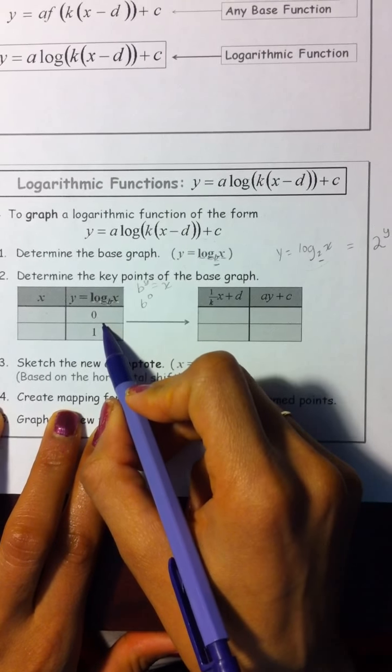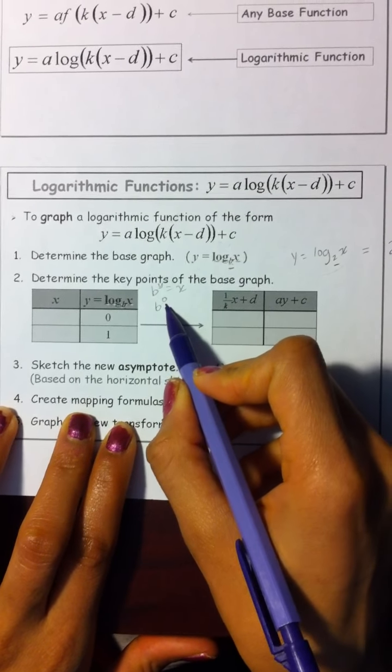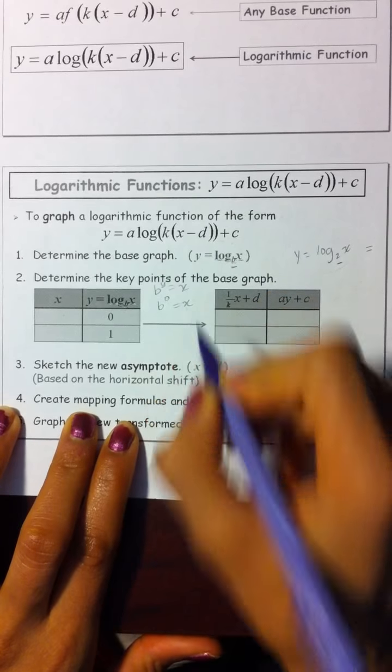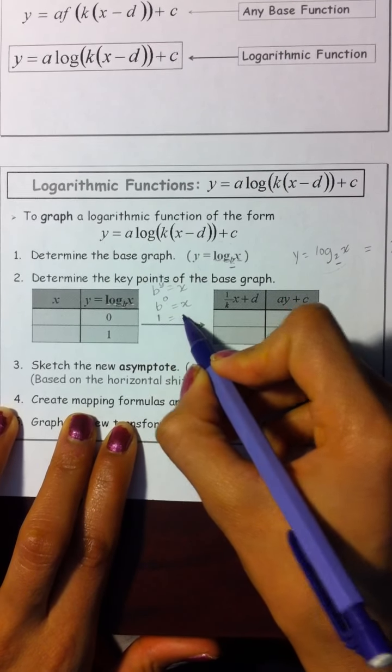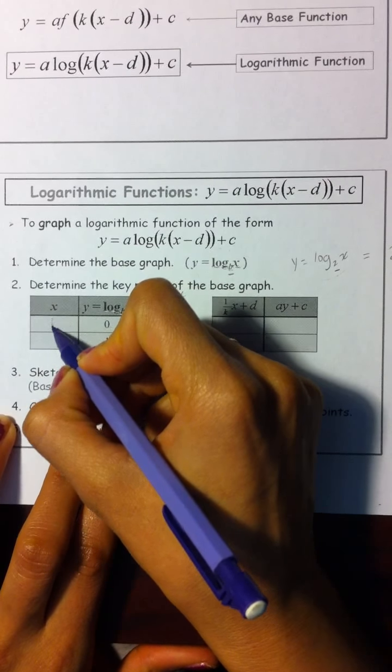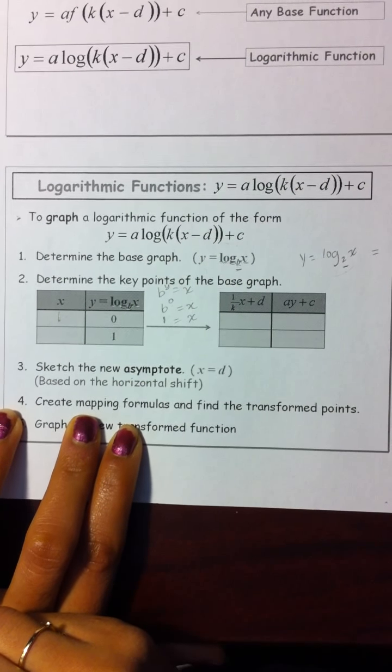In this case, y is equal to 0. So b to the power of 0 is going to equal x. And as we all know, anything to the exponent of 0 is always equal to 1. So 1 is equal to x. That means the value for x is going to be 1.